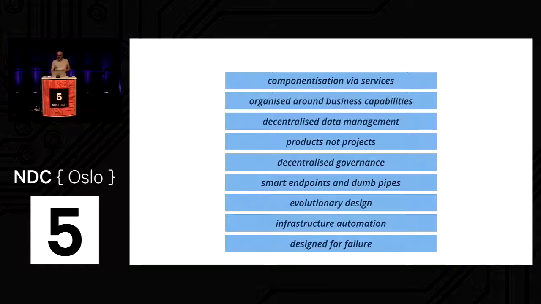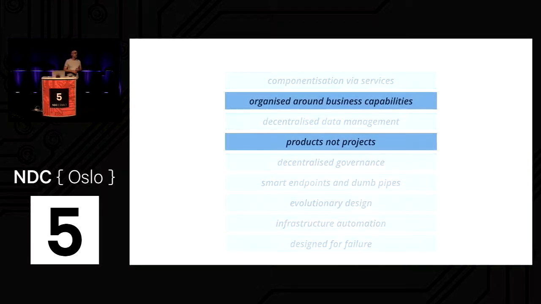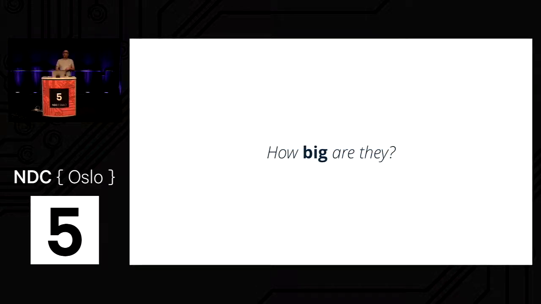So I'm going to be talking for the rest of this around these two characteristics: organized around business capabilities, and the idea of running long-lived product teams rather than short-lived project teams. I'm going to cut dead a question I normally get during a microservice talk, which is how big is a microservice? The definition of the size of a microservice is that it has to be small enough to fit in my head.